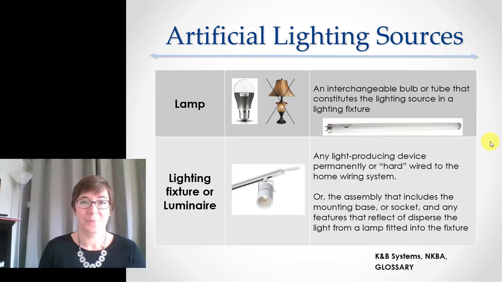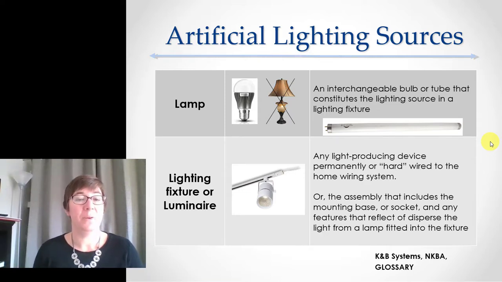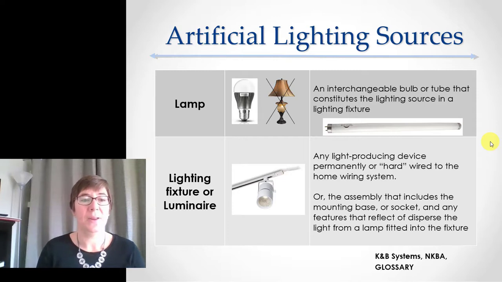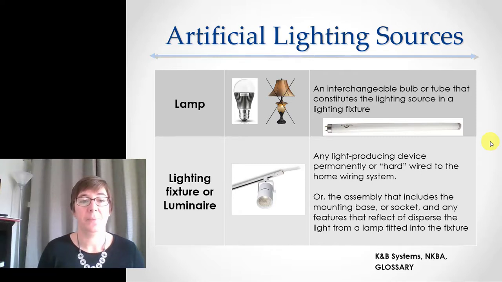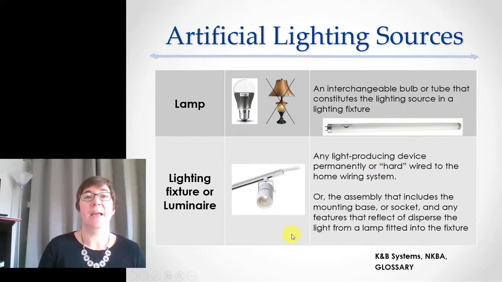Okay. The second vocabulary term I'd like you to learn is lighting fixture or luminaire. Okay, these are the same thing, two words for the same thing. A luminaire is any light producing device that's permanently or hardwired to your home's wiring system. Right? So here we have an example of a track light. That is a luminaire.